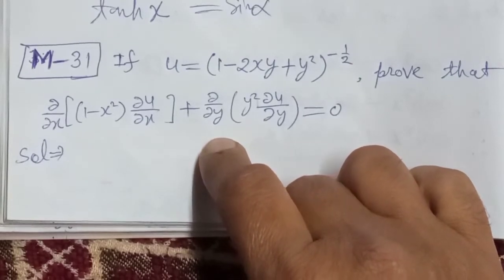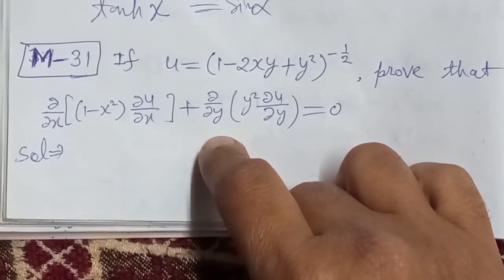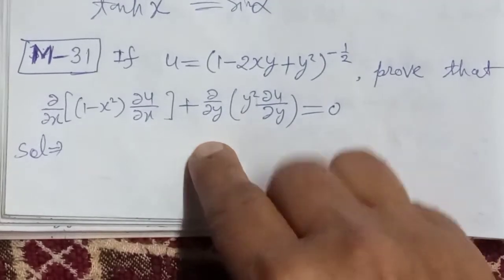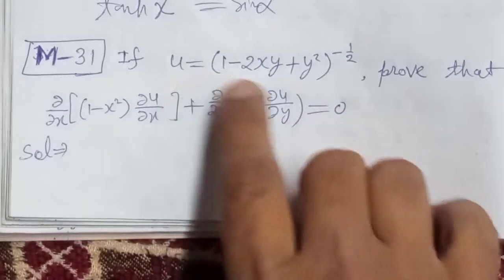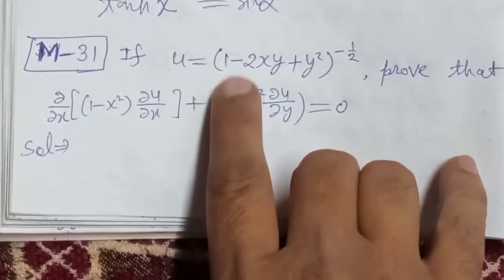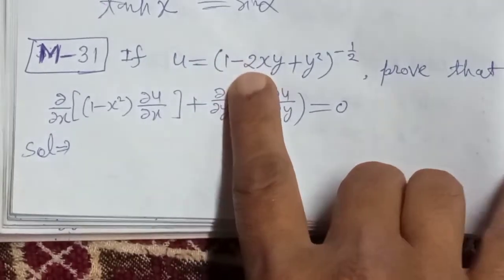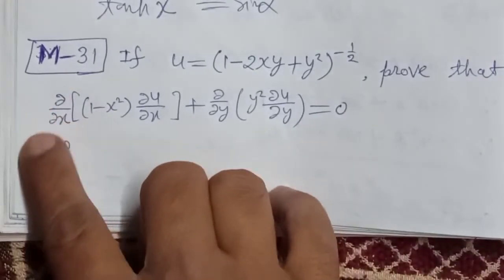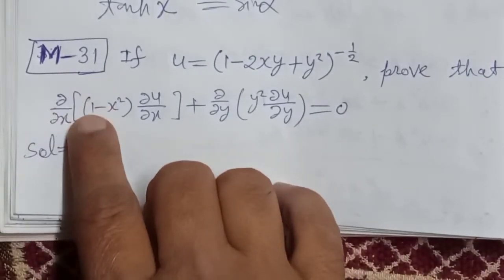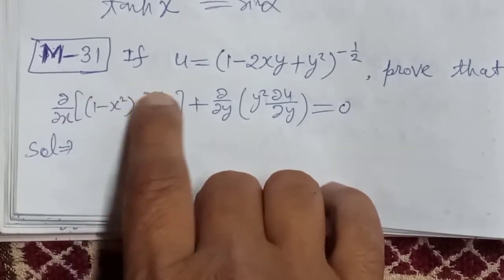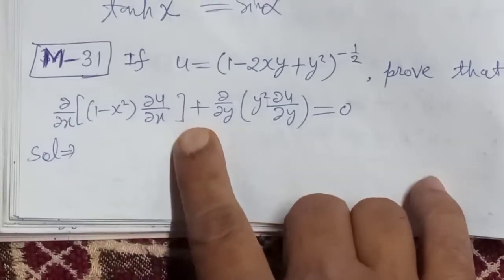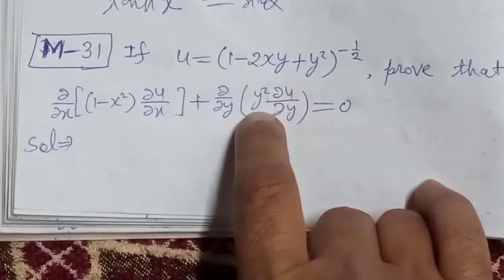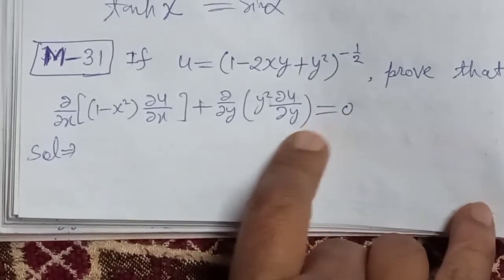This problem is related to differential calculus and the chapter name is partial differentiation. If u is a function of x and y, with u equal to (1 minus 2xy plus y square) to the power minus 1 by 2, prove that del over del x of (1 minus x square) multiplied by del u over del x, plus del over del y of y square del u over del y, is equal to 0.